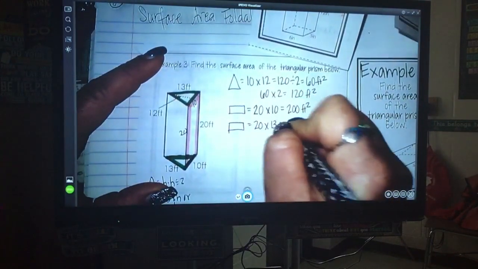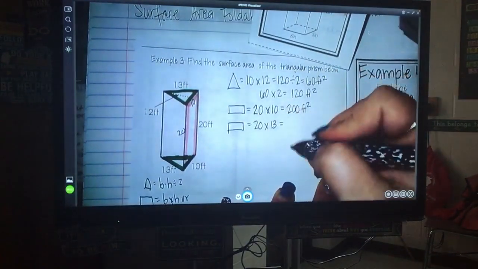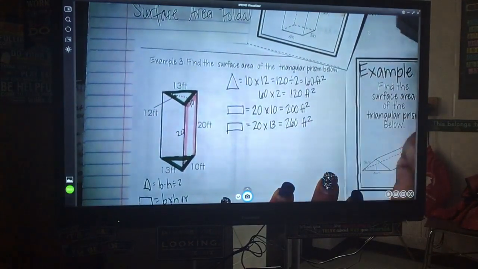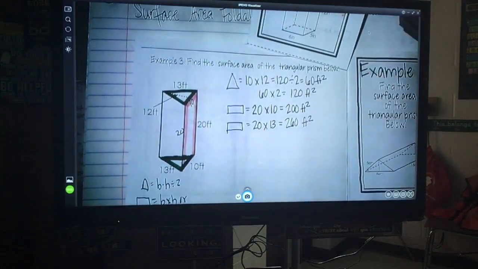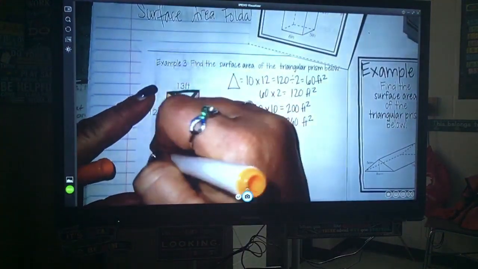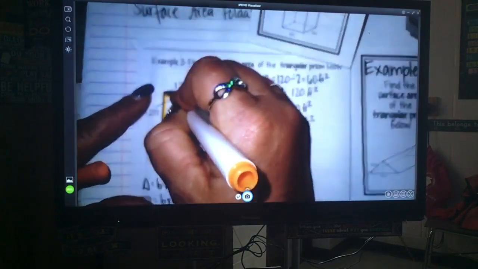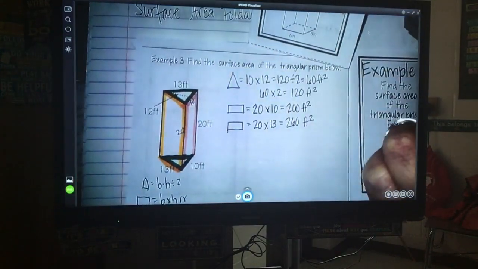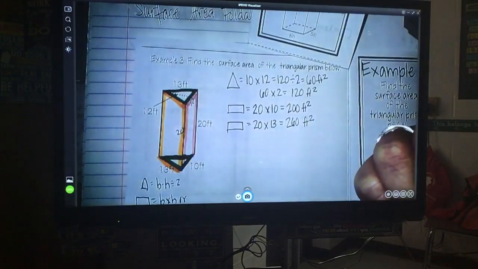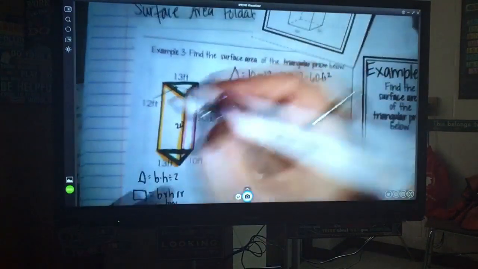What do you get when you do 20 times 13? Cooper? 160. Cooper, do I have 2 of those? No. All right, so this front one right here, do I have one that's also the same? Yes. The one in the back. So that one's behind it.